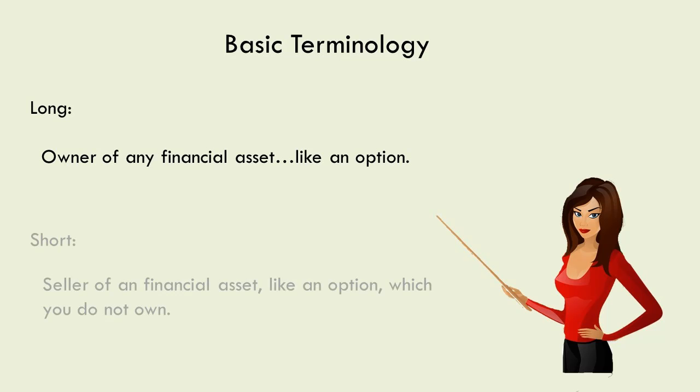Now let's look at what we haven't covered yet in the shaded text. Being short means that you are the seller of any financial asset such as stocks or options which you do not own. This may seem a little confusing at first, but it will be explained in the following lesson. All you need to know right now is the meaning of the term short and how it is used. You may hear, I'm short 100 shares of Microsoft, or I'm short the 25 strike call.